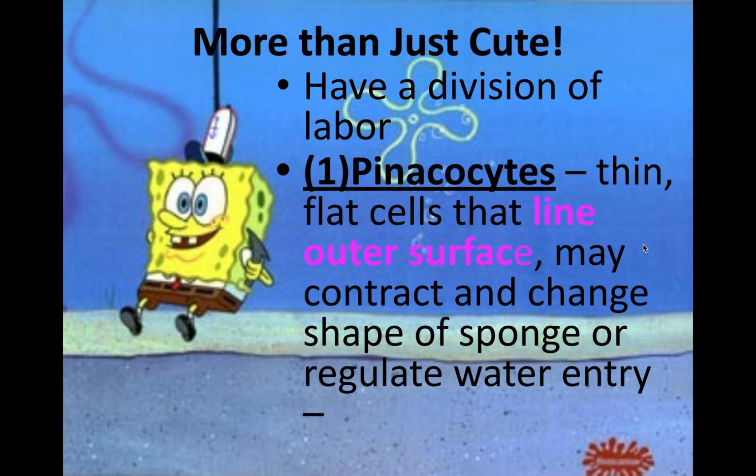So here's the definition of that cell. It's a thin, flat cell that lines the outer surface of the sponge. It may contract and change the shape of the sponge or regulate water entry. I'm going to show you a picture of this in just a moment, but if you need to pause the video and get the whole definition down, you can. Really, the big picture is just they're flat cells that line the outer surface. So anything in pink today is the most important thing. Okay, let me show you a picture of what a pinacocyte is.